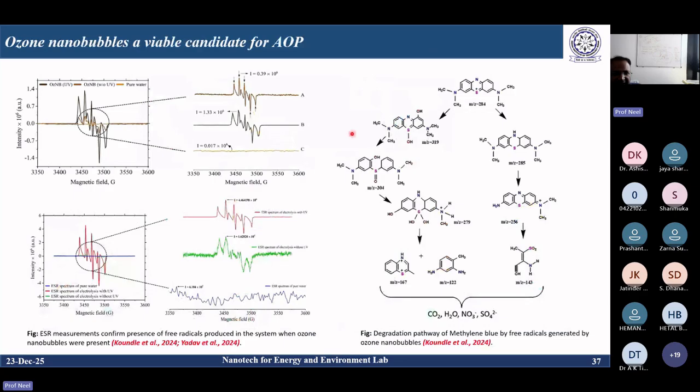As I said, it generates free radicals, and we have measured the free radical generation by using ESR measurement, and one can clearly look at the pathway by which the degradation of the dye molecule occurs.